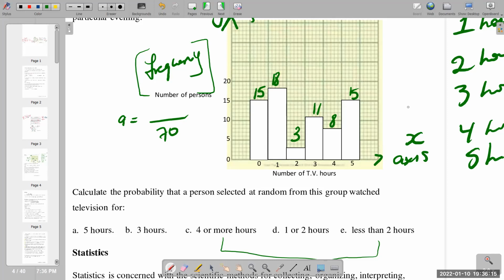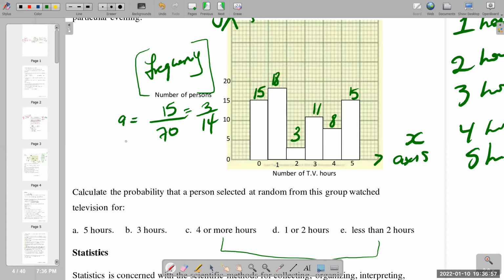Guys, I got 70. 15 plus 18 plus 3 plus 11 plus 8 plus 15. All right, so let's keep it moving. So the first answer is what, guys? 5. What's the probability of 5 hours? 15 over 70. And you break it down because 5 could go into these two numbers. So that would give me what? 3 over 70 divided by 5 is what? 70 divided by 5 is 14.